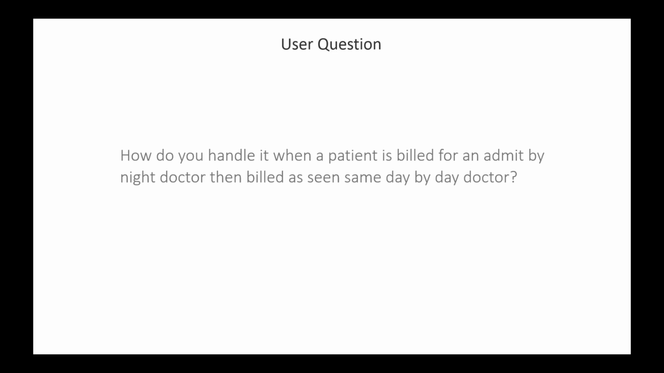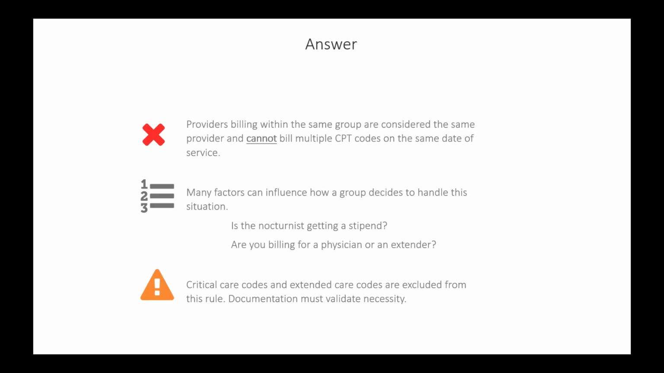So the question specific was, how do you handle it when a patient is billed for an admit by the night doctor, then billed as seen same day by the day doctor? So that would be ultimately the responsibility of the group. If the patient came in and was seen and discharged on the same date, it's really up to the group on who they assign the CPT code for.